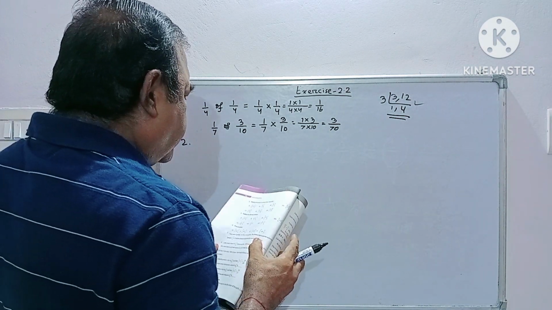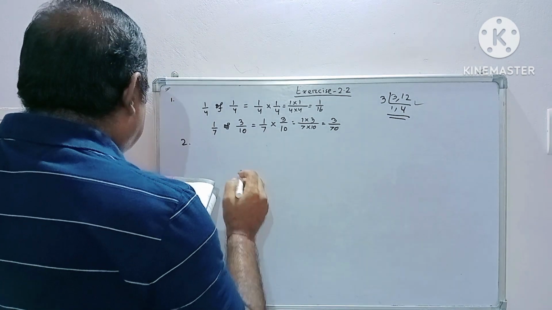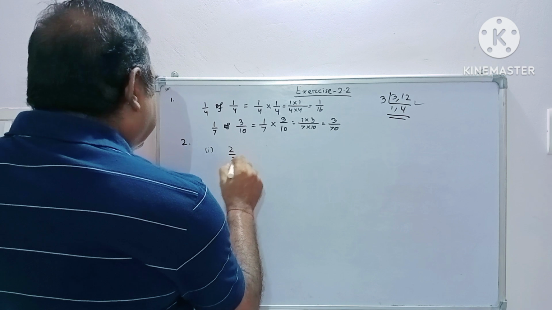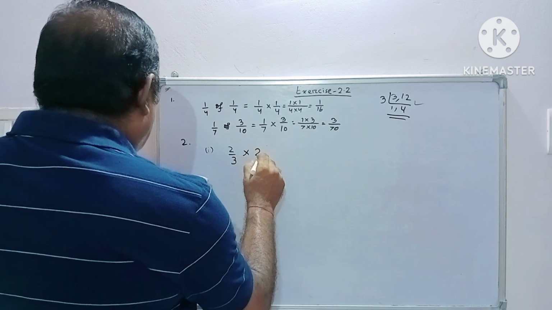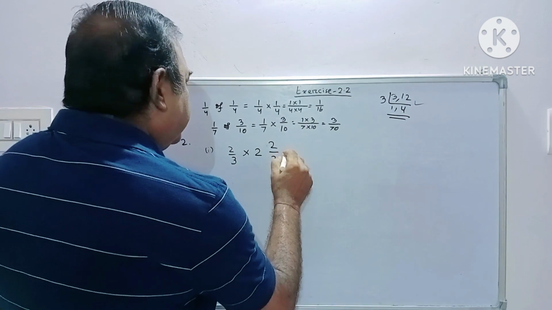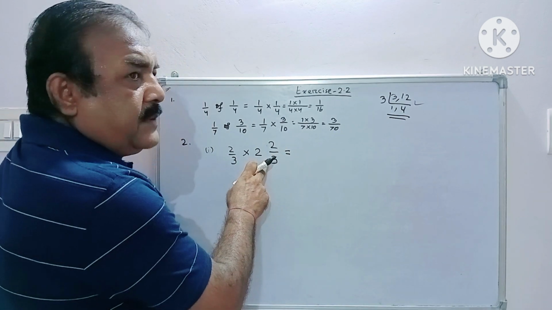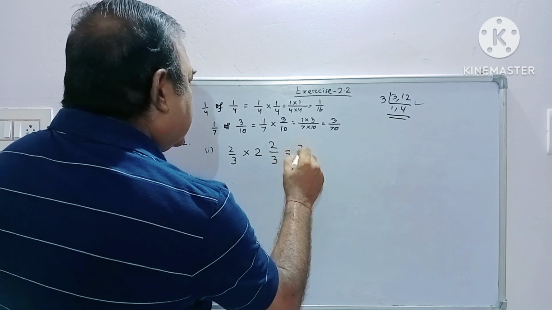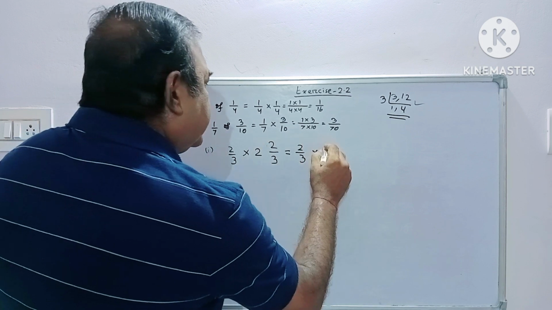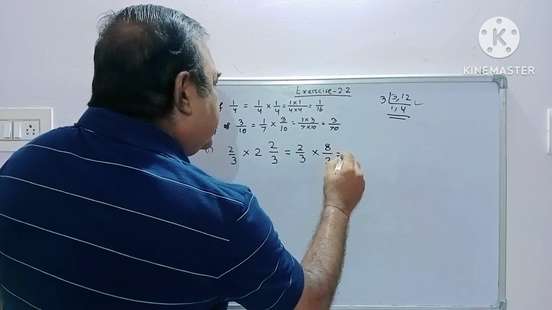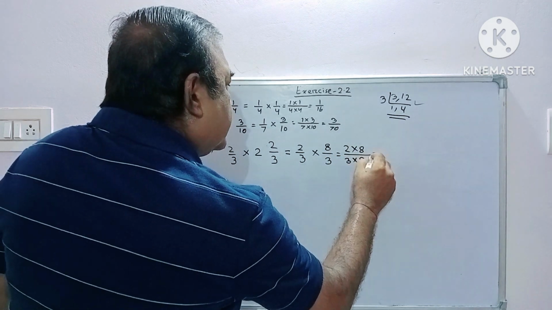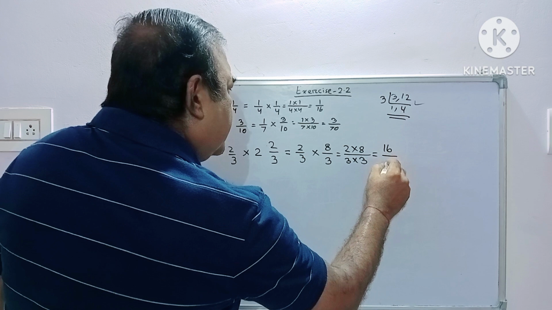Multiply and reduce to lowest form if possible. 2 upon 3 into 2 whole number and 2 upon 3. So you multiply. We will have to convert this mixed fraction into an improper fraction first. So 2 upon 3: 2 threes are 6 plus 2 is 8, so 8 upon 3. That is equal to 2 into 8 by 3 into 3. That is equal to 16 upon 9.